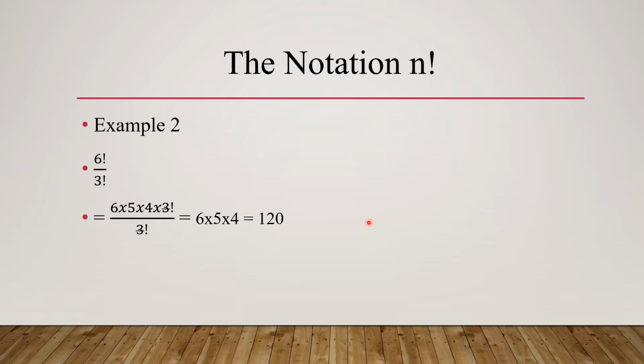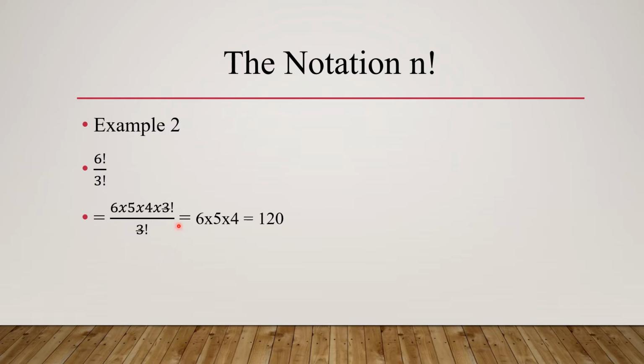And example 2 is 6 factorial divided by 3 factorial. So actually it equals 6 times 5 times 4 times 3 factorial over 3 factorial. So you would discover in this example that the factorial could be crossed out like when you do it in division.